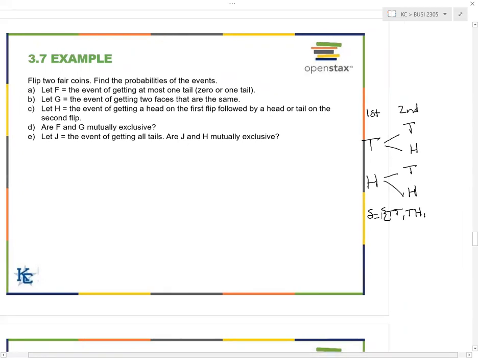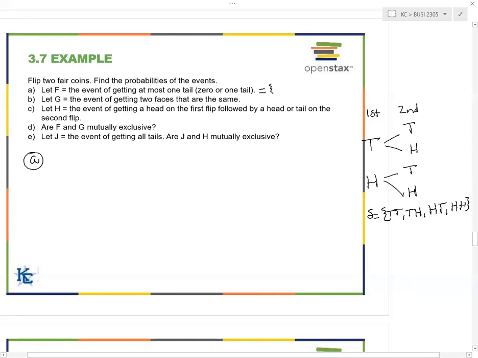So, heads, tails, or heads, heads. Okay, so that's my sample space. For A, it says, let F be the event of getting at most one tail. Okay, so let's just list what's in F then.